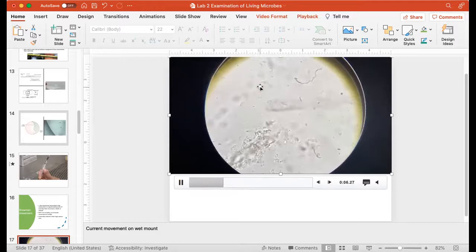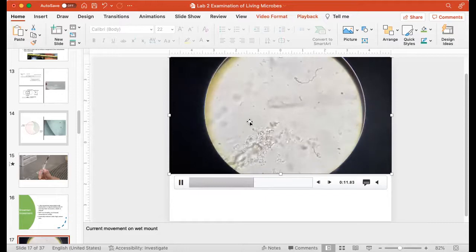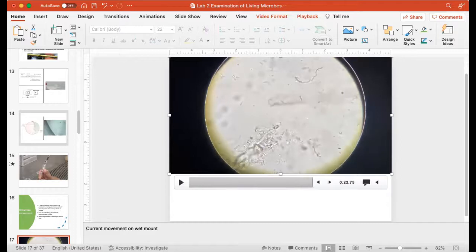Now, how do I know that I'm looking at current and not motility or Brownian motion? Well, when it's a current, all of the things are going to be moving in the same direction at the same speed. It's not just cells that are moving, it's bits of debris moving as well. So big things, little things, black things, white things, they're all going to be traveling in the same direction at the same speed. That's just the current in that drop of water, carrying material with it. Okay?